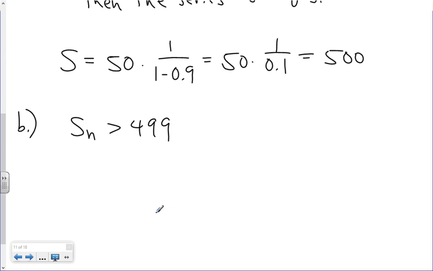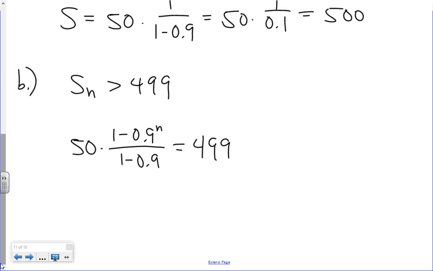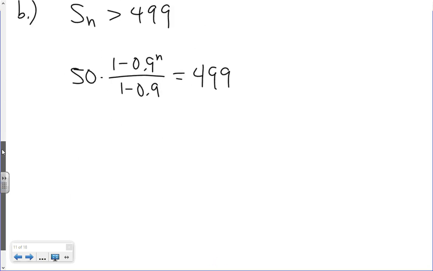Well, let's write down our partial sum then. 50 times 1 minus 0.9 to the nth power divided by 1 minus 0.9. I'm going to, again, change this to equals. If you want to keep the inequality, there's nothing wrong with doing it that way. You just have to deal with switching the inequality properly when you multiply or divide by negative numbers, whereas with the equal sign, I don't have to deal with that. So I'm going to write it as an equality here.